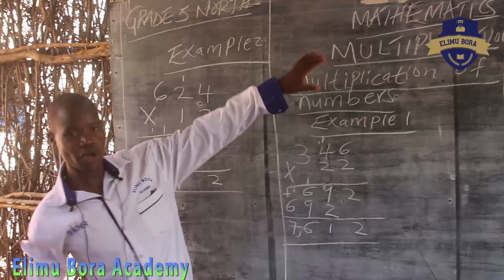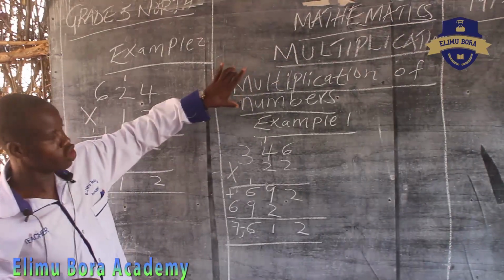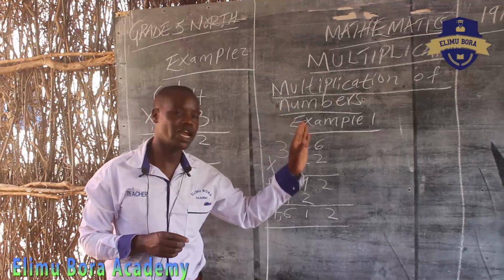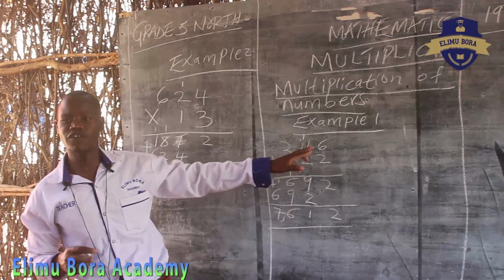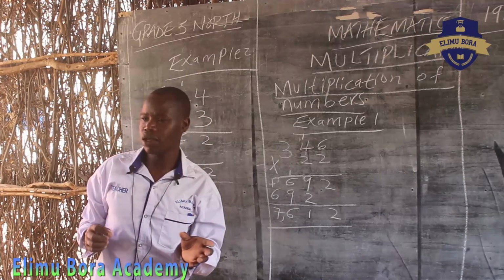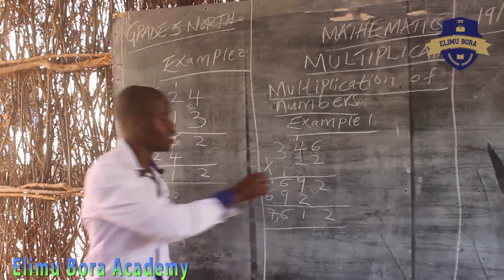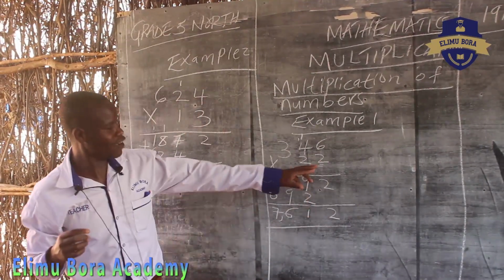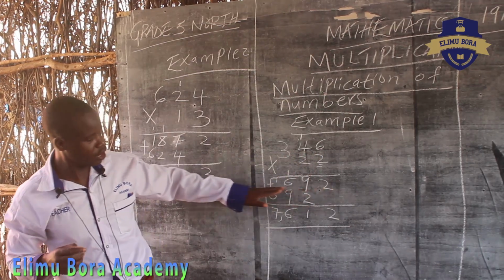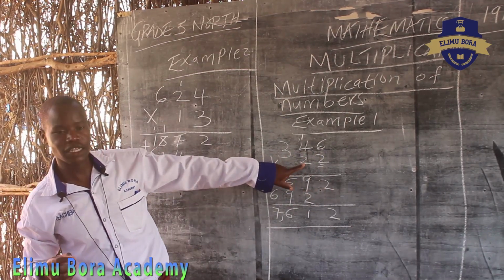So today we have just looked at multiplication of numbers, and we have looked at the first example here. That is 346 multiplied by 22. When you are multiplying, you start with the first digit here. You multiply the first digit with all the numbers that you have here. You write it here, and then you come to the second digit here.